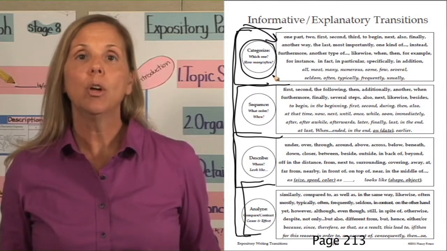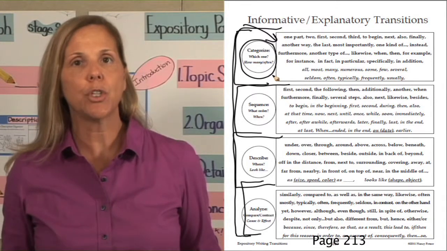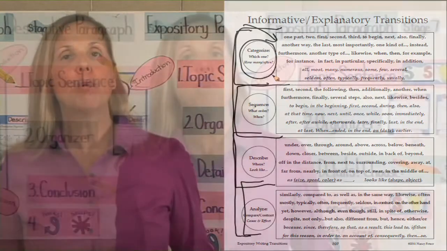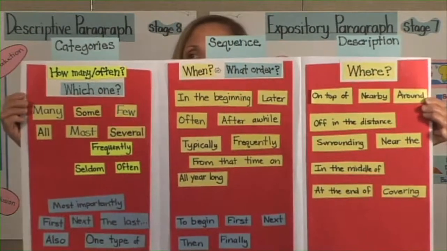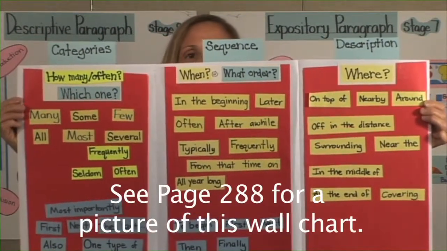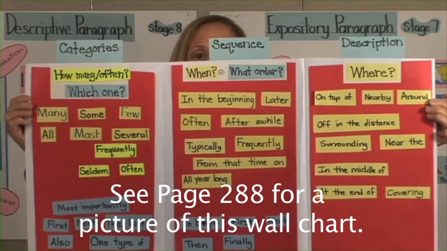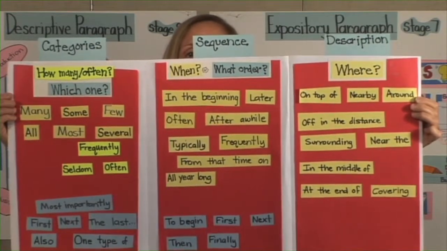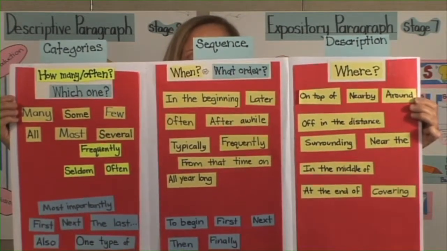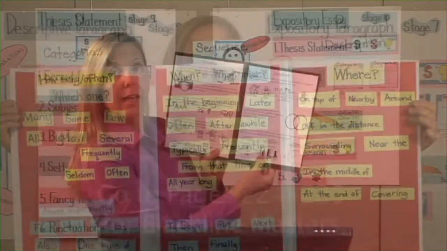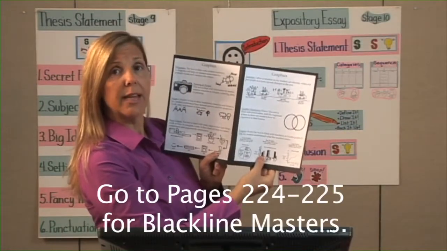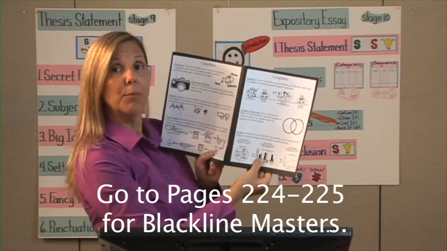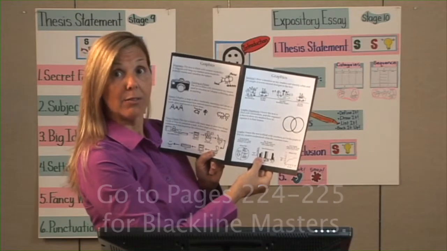You can also make a wall chart for your students to use as a reference for transitions, taking these same exact words and putting them on a wall chart. In this case, I have a category section, a sequencing section, and a description section. Depending on the organizer, category, sequence, or description, they would look at this wall chart for different transition words that they could use in their writing. And for graphics, I have 2 pages that display the different types of visuals students select from to insert into their writing to help their reader understand their information at a deeper level.